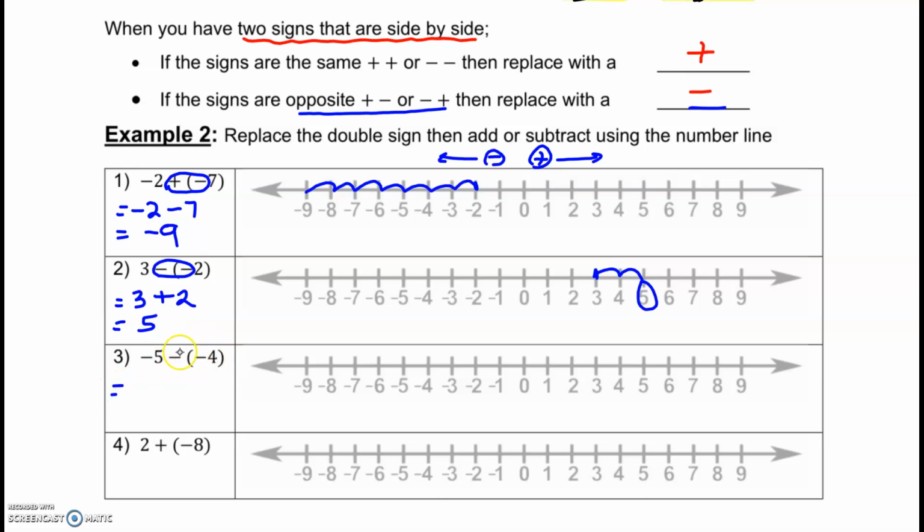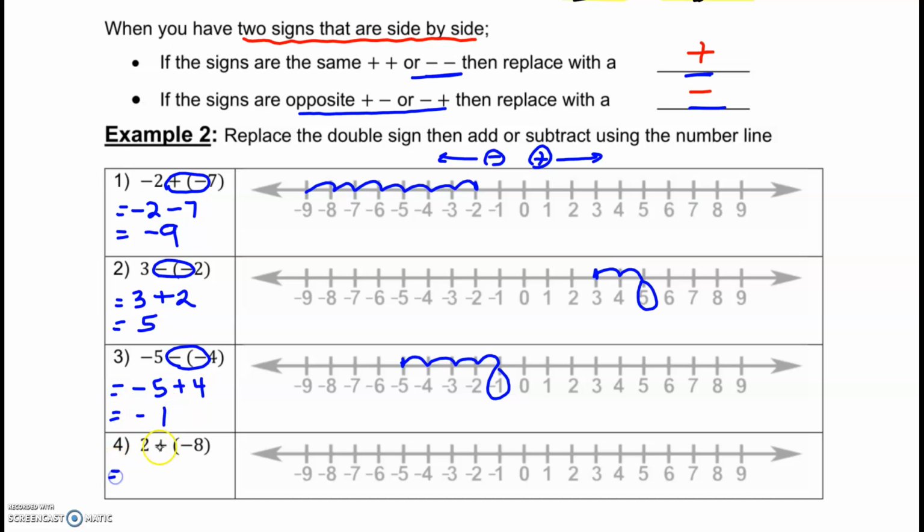Okay, my next question is negative 5, so that stays the same, and then I'm subtracting a negative. So again, we have the same signs, we put a plus 4, because remember, same signs, we put a plus, and then we'll use our number line. So it has to start on negative 5, and I'm moving to the right 4. So 1, 2, 3, 4, and I land on negative 1.